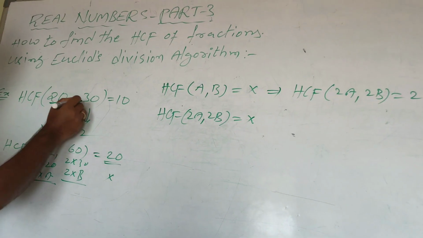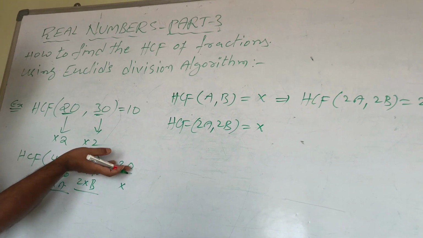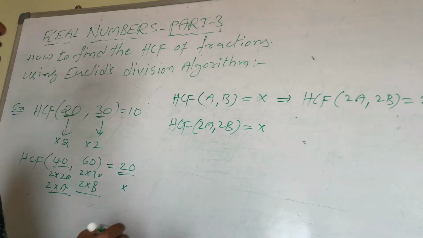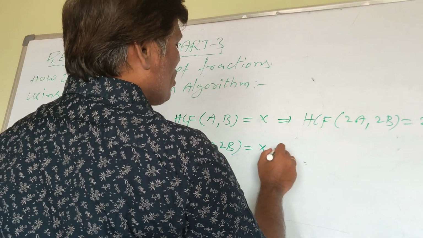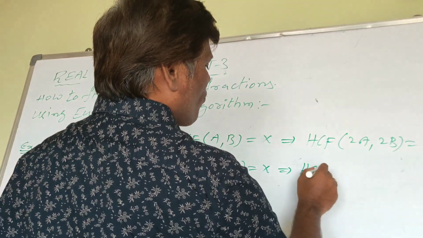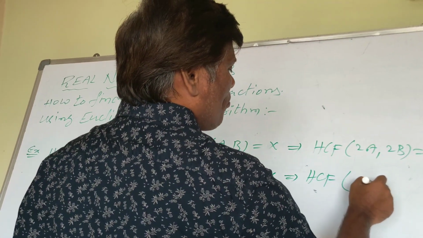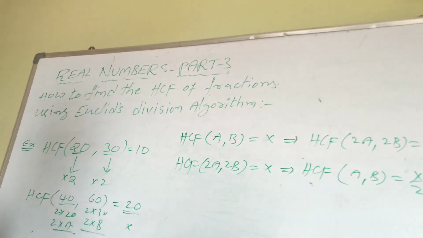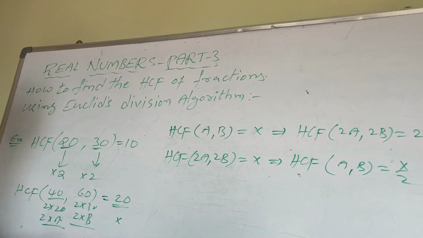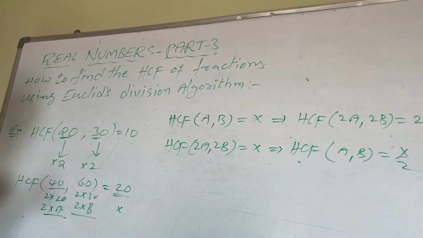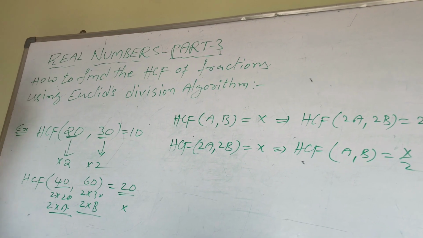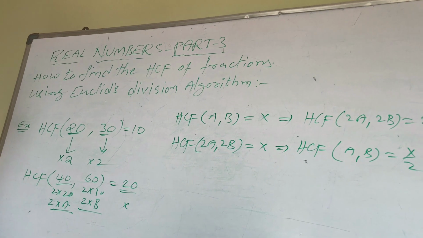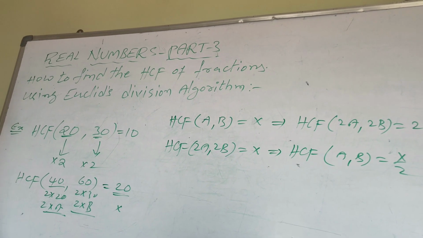Then what is the HCF of a comma b? So it will be x by 2. 20 by 2 is equal to 10. Okay. So HCF of 2a comma 2b is equal to x. Then HCF of a comma b is equal to x by 2. So this is the important property. So I hope you understand. Not only in multiplication, it will be true in the division also.